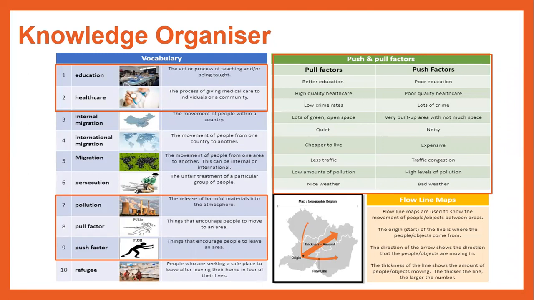And then down here, 7, 8, and 9, you've got pollution, which is the release of harmful materials into the atmosphere. Push and pull factors, which we'll learn a bit more about in the lesson. And again, you've got a big list of push and pull factors in the green on the right-hand side. You might want to refer back to this during the lesson to help you as well.